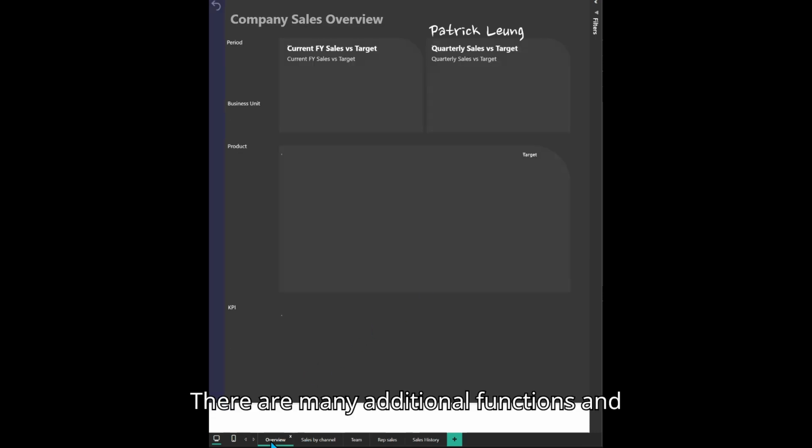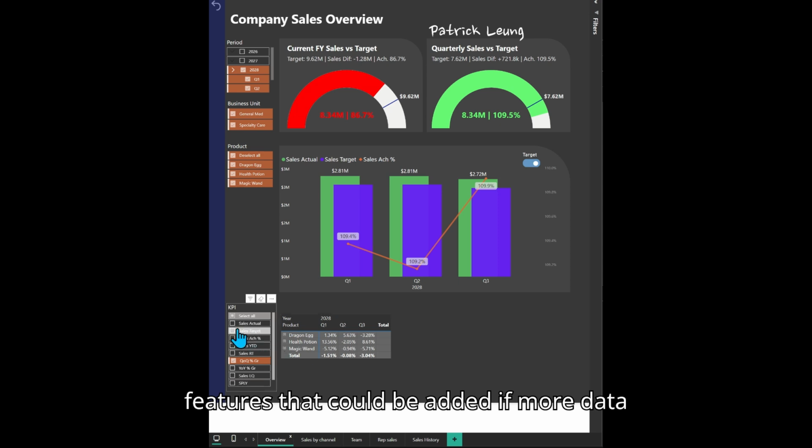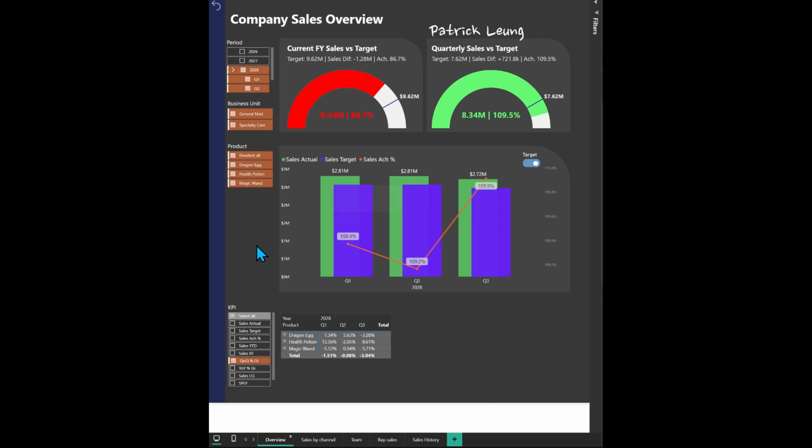There are many additional functions and features that could be added if more data were available. For example, with market data, we could monitor market share to analyze our product performance against competitors. Or, with customer engagement data, we could correlate sales performance with sales activities to explore ways to optimize activities for growth.